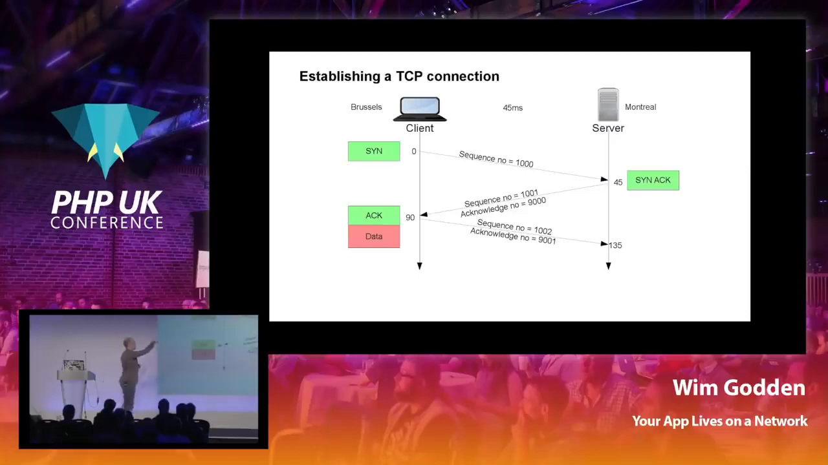Imagine we do it between Brussels and London, and it's 10 milliseconds. Then obviously that only takes 30 milliseconds in total. So you can see why sometimes it's a good idea to have more than one location for your data so that clients from the other side of the world can actually access it a lot faster. So that's one way of improving speed.